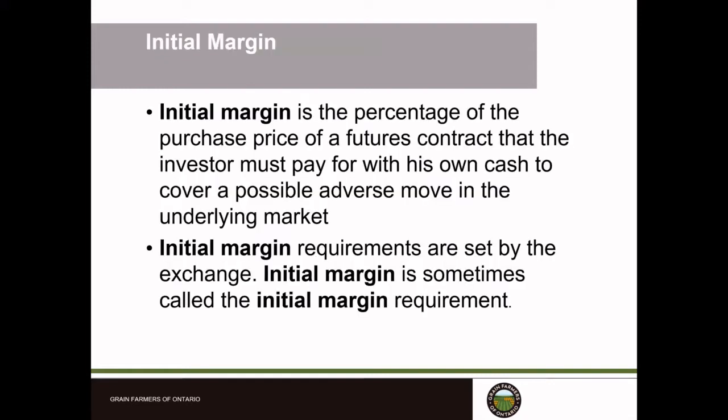All right. So again, the initial margin is the percentage of the purchase price of the contract that the investor must pay with his own cash to cover the possible adverse move in the market. And the initial margin requirements are set by the exchange, and it's sometimes called the initial margin requirement, okay? And we may get a chance later to discuss what affects the margin price. If I don't, maybe you can remind me later, because these margins aren't set in stone. They have to do with a lot of different variables in the market. So today it may be 1,000. In a very volatile time, it could probably be a lot more.